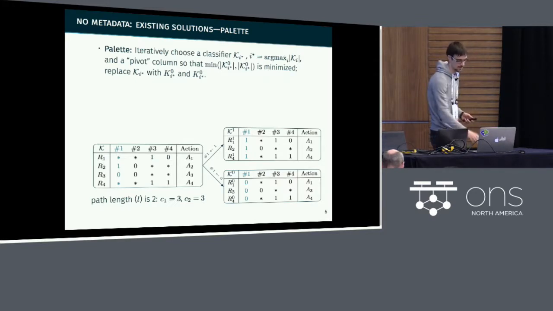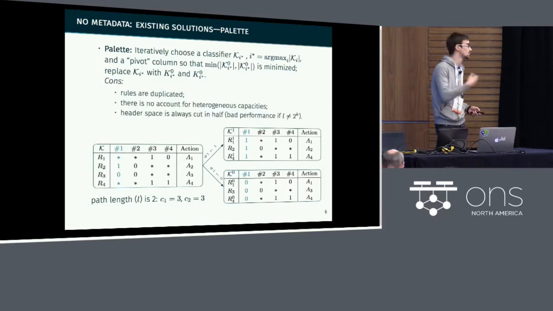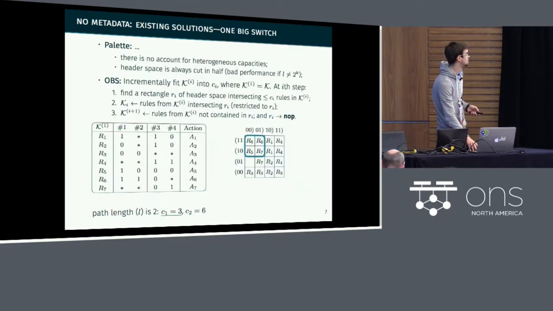This approach is very simple, but it has a number of disadvantages. First, rules are duplicated. There is no handling for heterogeneous capacities, and the header space is always cut in half, which may be suboptimal, especially if we have a path length that is not a power of 2.